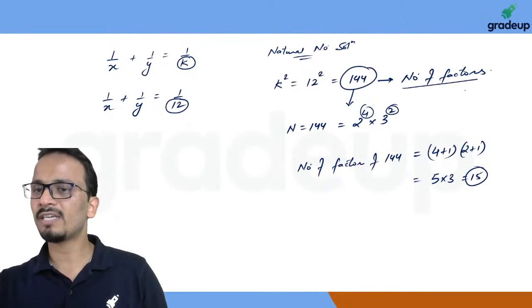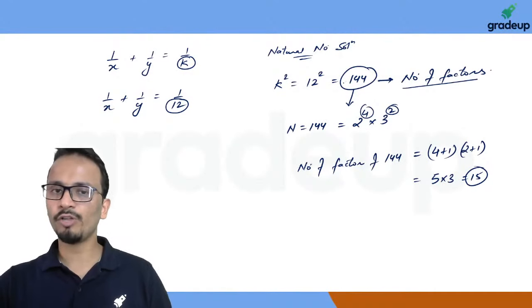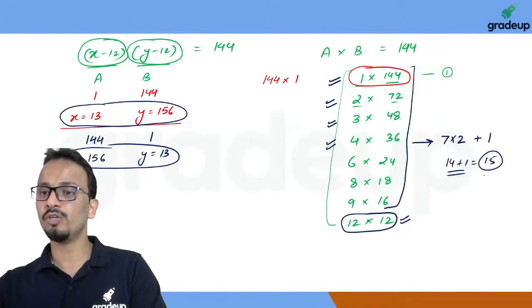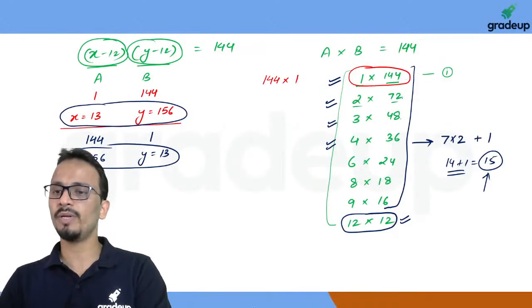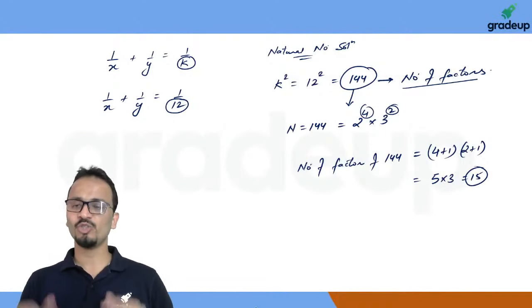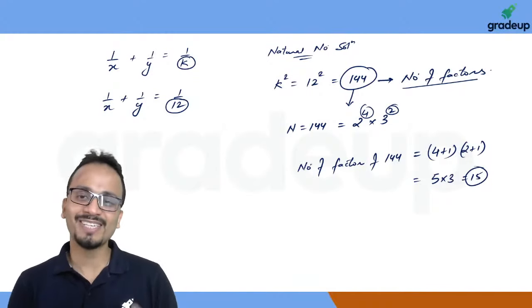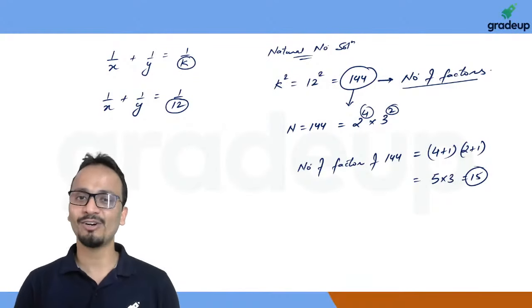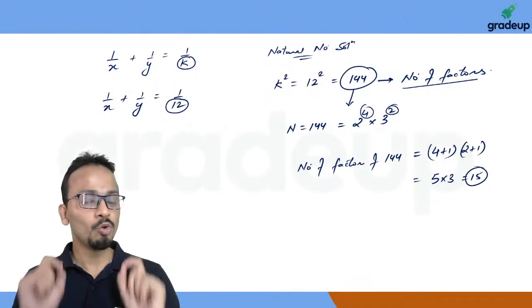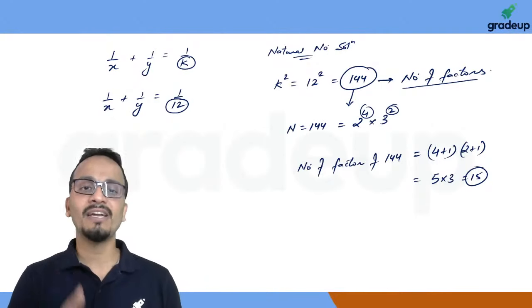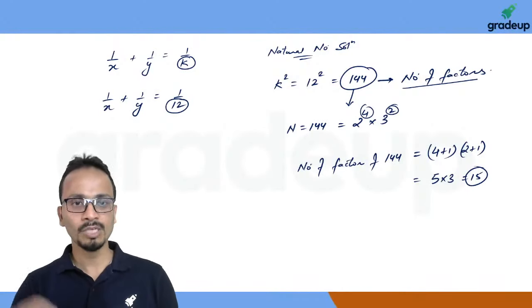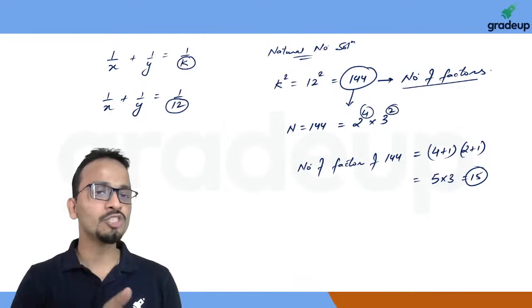And the number of factors of 144 is directly equal to the answer that we have calculated previously. All right, so this is a wonderful shortcut that you can use to get the answer of this question, provided the equation is given in standard form. I'm again telling you, you have to keep it in mind, the equation has to be in standard form.